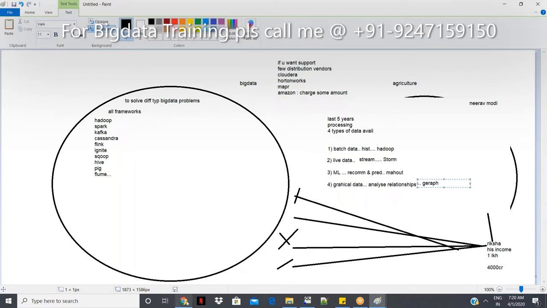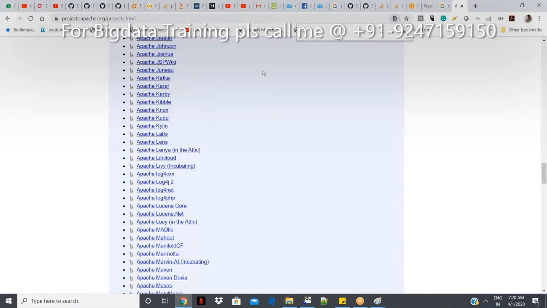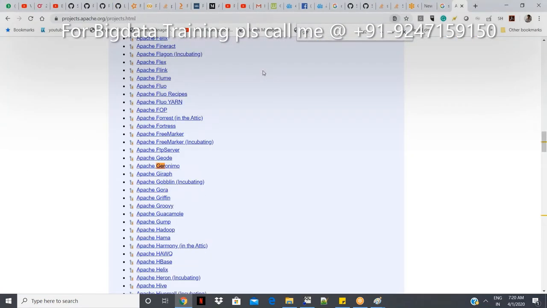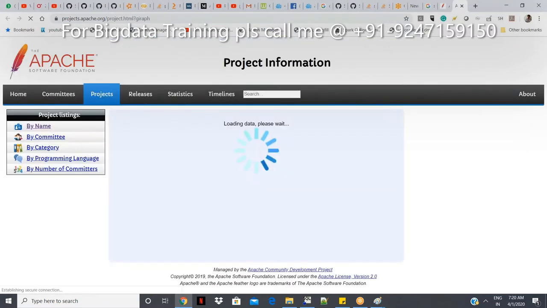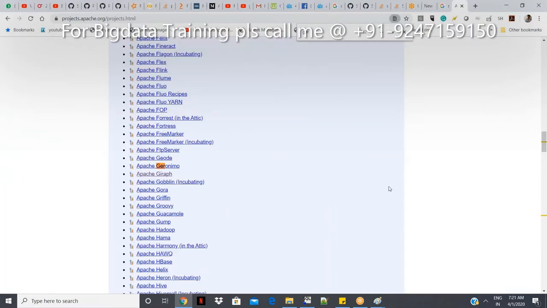Giraffe. Please note, who is the father of all these technologies? Giraffe. Giraffe is nothing but graph. This is Apache Giraph, a graph processing system. Please note, artificial intelligence is also written as graph only, in future. So especially if you want to process or analyze relationships, you use Giraph.